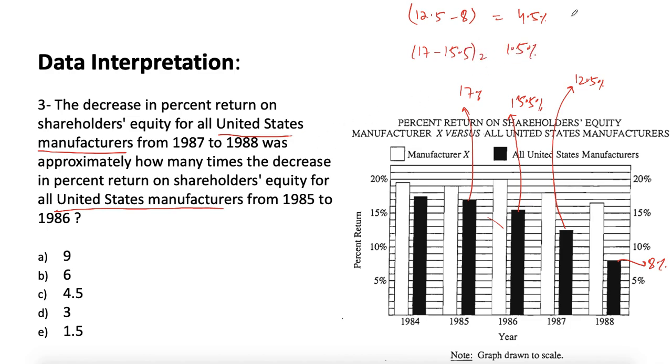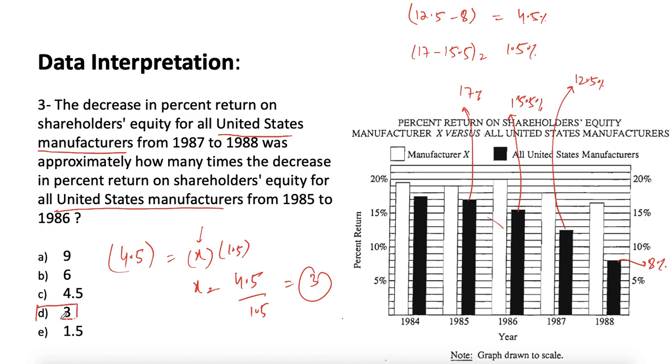And the question asks the percentage decrease in this value from 1987 to 1988, that is 4.5%, is how many times, how much of the, so let's call this X, of the percentage decrease in units from 1985 to 1986 for all United States manufacturers, and that is 1.5. So what will be X? That is 4.5 divided by 1.5, and that is equal to 3. That's why the answer to this is option D.